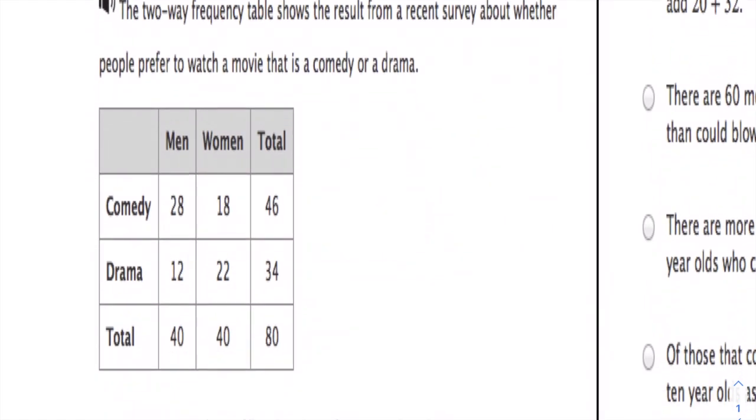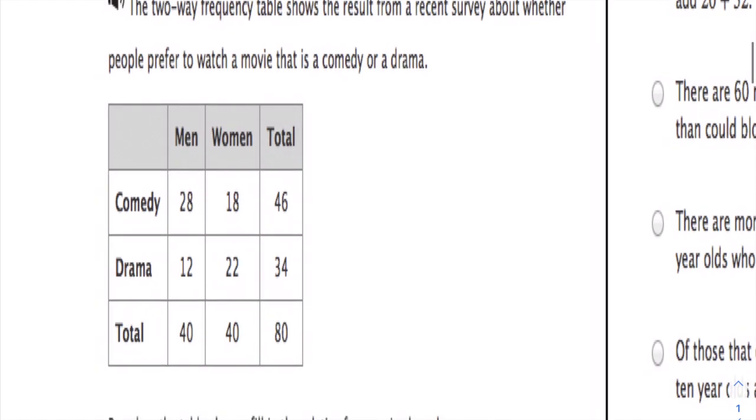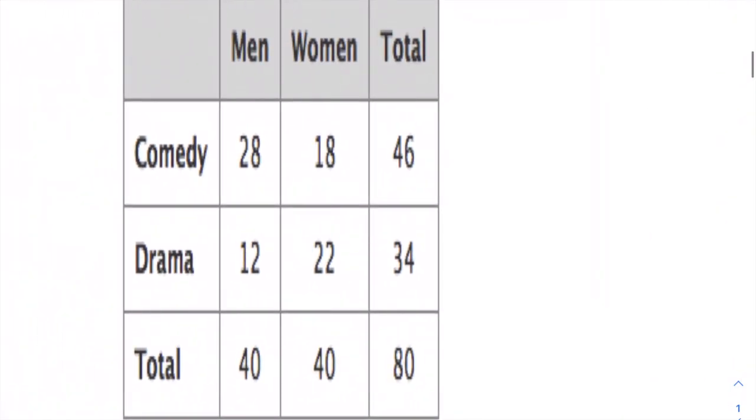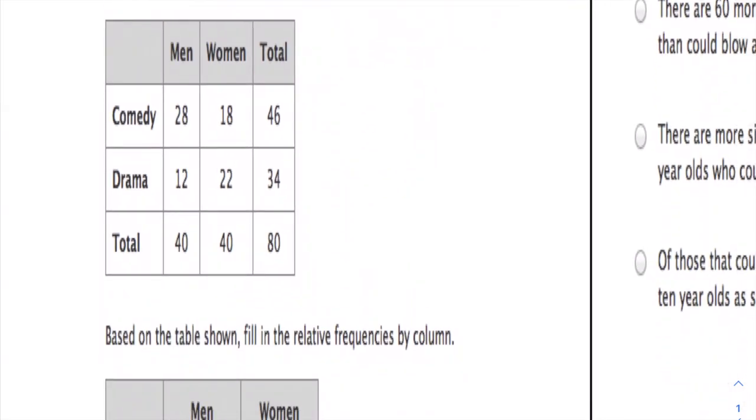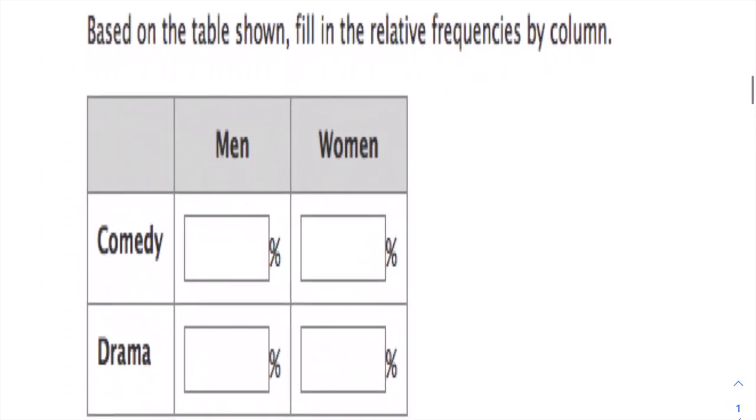So let's take a look at the second one. The two-way frequency table shows the result from a recent survey about whether people prefer to watch a movie that is a comedy or a drama. So again, Mr. Johnson showed you how to fill this in. They actually did the work for you, so all that's been taken care of. And now let's take a look at the question.